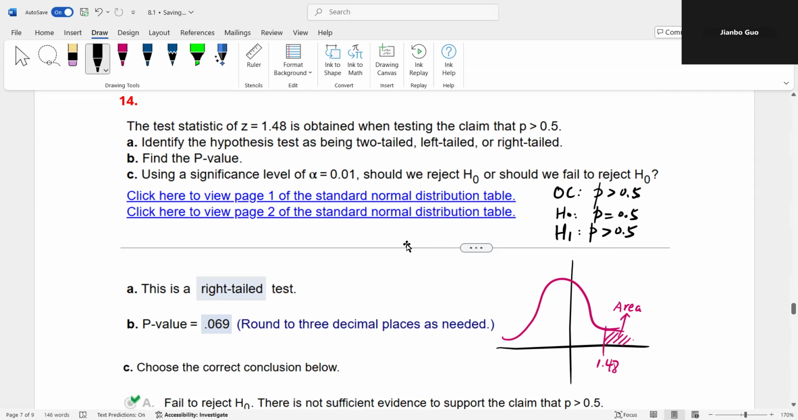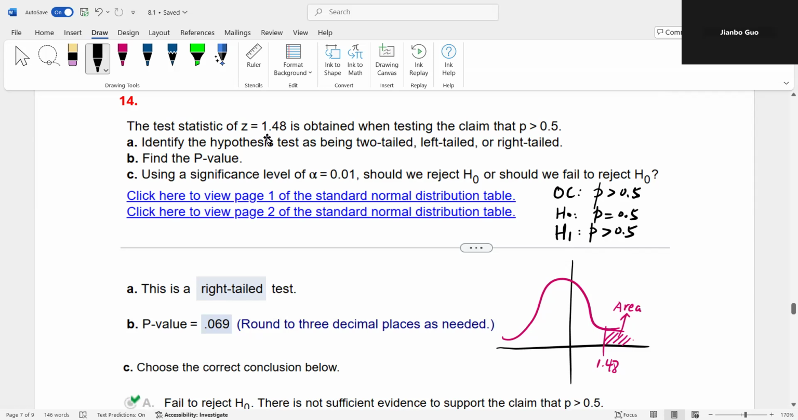The type of the test, left tail, right tail, or two tail, depends on the alternative. So once we have the alternative hypothesis, we can decide what type of test we are looking at. Since in the alternative we have P bigger than 0.5, the test is a right tail test. This is a right-tailed test, right? Right-tailed test.